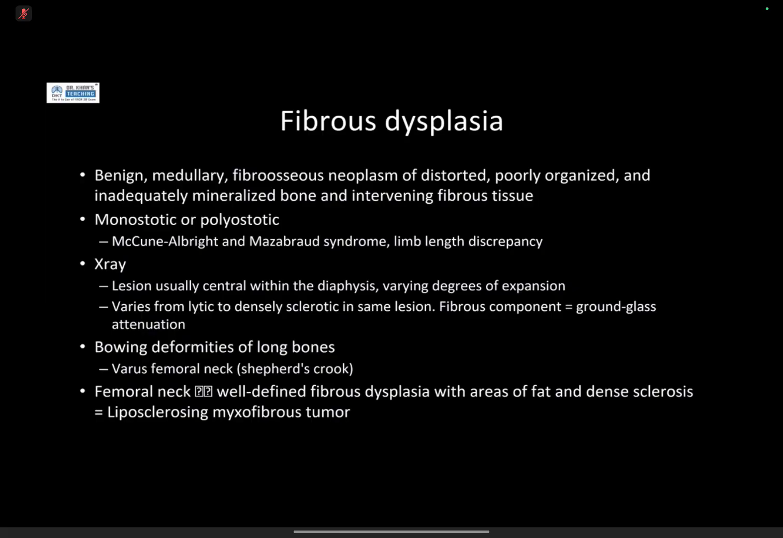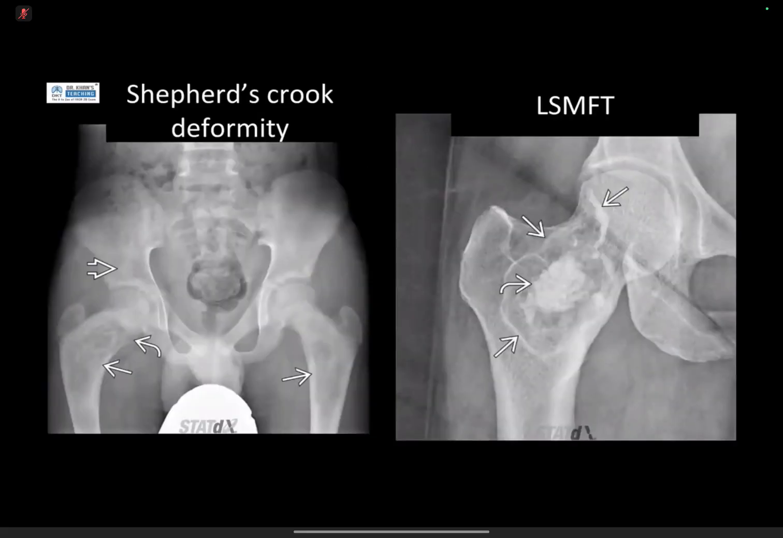Really nice example on the plain film, nicely described by candidate 1. And you can get the associated bone deformities, so that varus femoral neck, which is otherwise known as the shepherd's crook. A good note to put in here: the first image shows a nice example of the shepherd's crook deformity. The second image shows a lesion which I'd like you to be aware of.